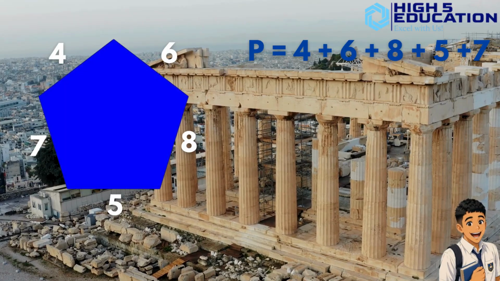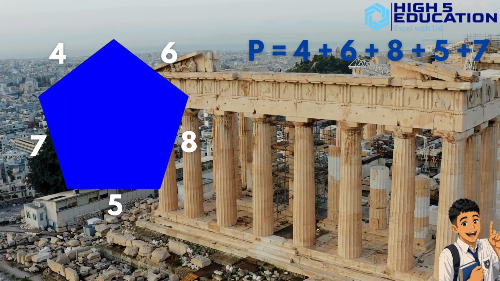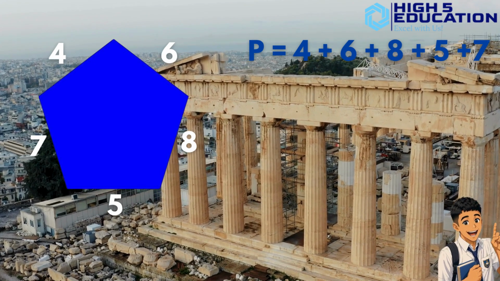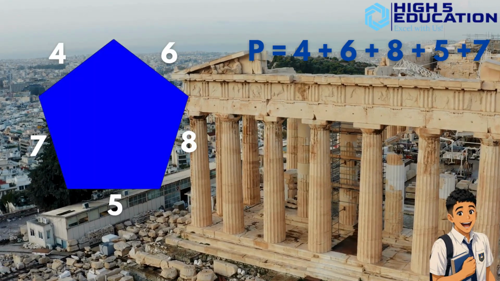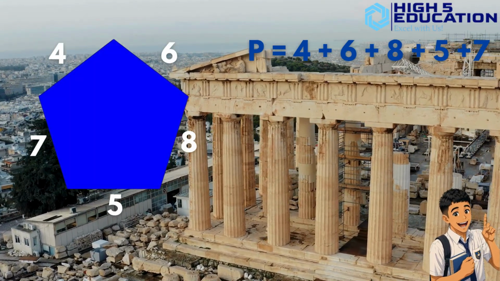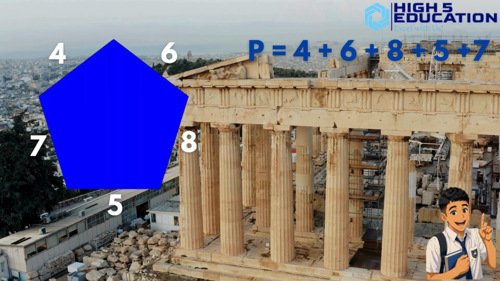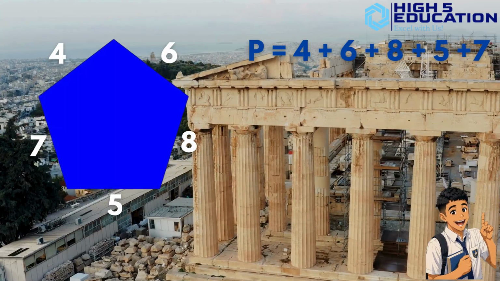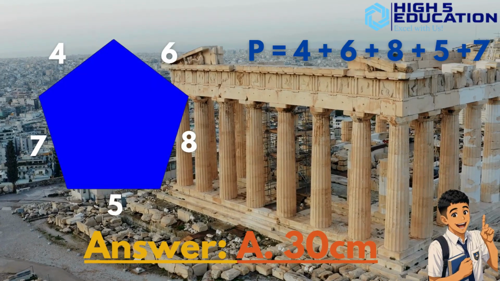Let's calculate it. Let's add them step by step. P equals 4 plus 6 plus 8 plus 5 plus 7. P equals 30 centimeters. A, 20 centimeters. B, 25 centimeters. C, 30 centimeters. D, 35 centimeters. Excellent work. The correct answer is C, 30 centimeters.